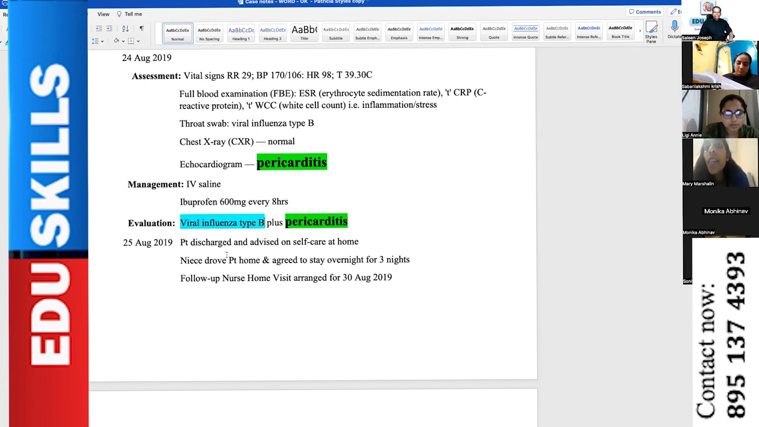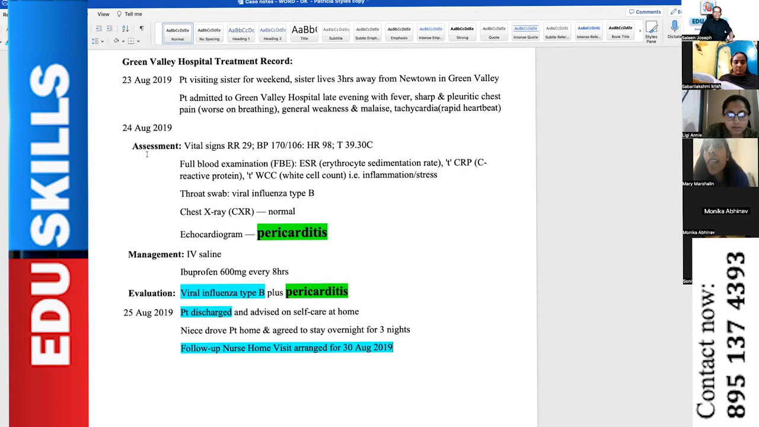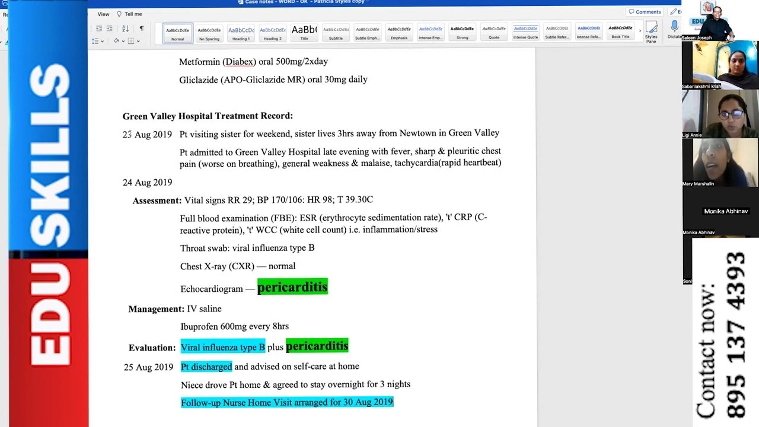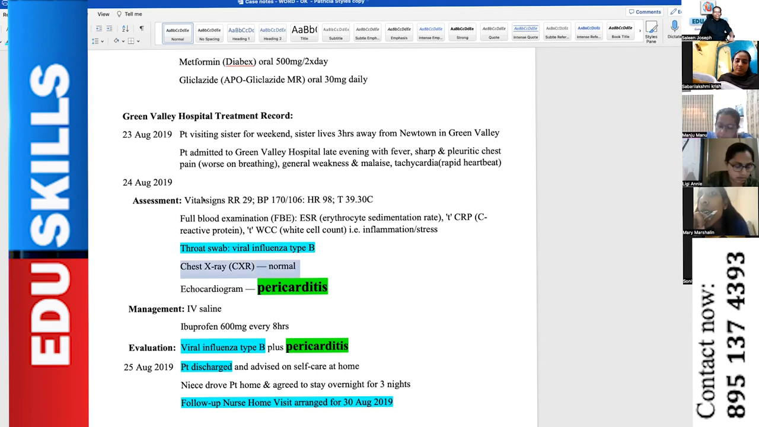Then, here, on 25th August, the patient was discharged. Then a follow-up nurse visit arranged. Whether he drove home or was riding the bike, it's not material for us, right? Let him go anyway. Okay. Now here, assessment. Do you require something? Yes. Throat swab. Okay. Viral influenza. Yes. Chest X-ray normal. Echocardiogram. Yes, echocardiogram. These are the investigations, and management also is required, right?